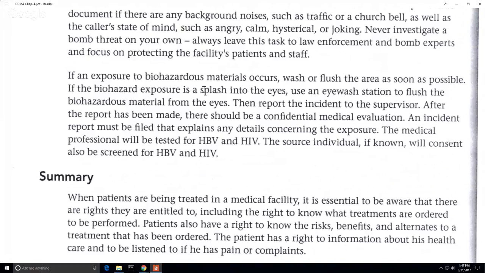Now, after the report has been made, there should be a confidential medical evaluation. So an incident report must be filed that explains any details concerning the exposure. And the medical professional will be tested for HPV or HIV. And the source individual, if known, will consent also be screened for HPV and HIV.